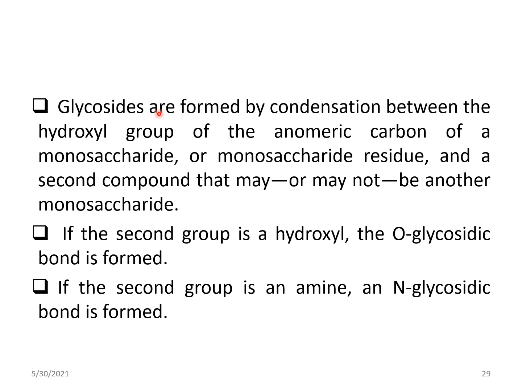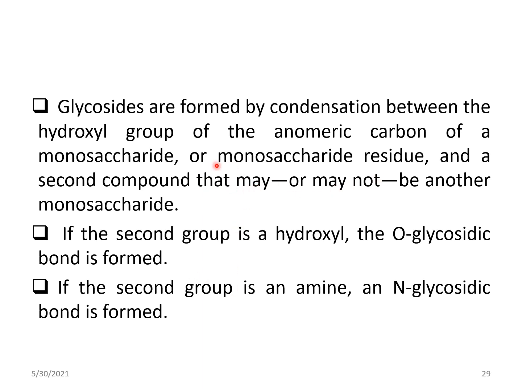Glycosides are formed by the condensation between the hydroxyl group of the anomeric carbon of a monosaccharide or monosaccharide residue and a second compound that may or may not be another monosaccharide. In other words, glycosides result from the condensation between the hydroxyl group of carbon number 1 of a monosaccharide and the second compound that may or may not be another monosaccharide.